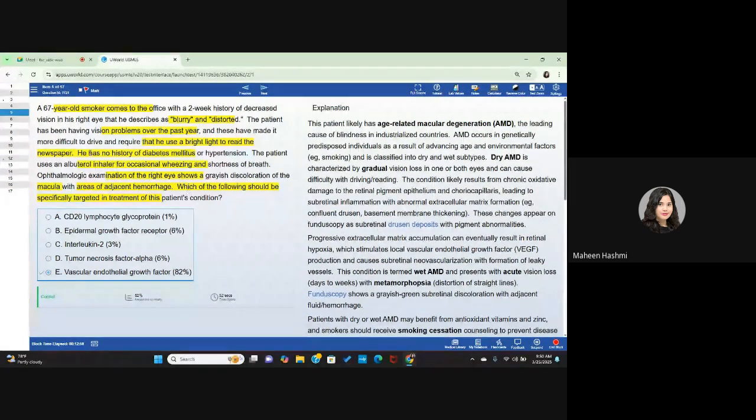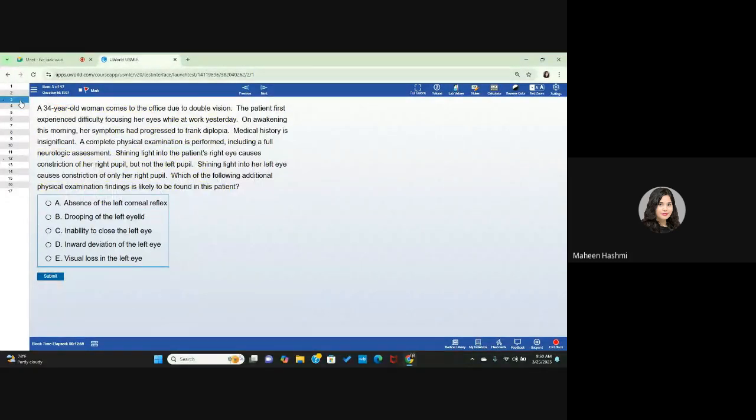Okay, so we discussed this. Then we come to the third question. This is the last question for today. Medical history is insignificant. A complete physical examination is performed, including a full neurological assessment. Shining light into the patient's right eye causes constriction of her right pupil, but not of the left pupil. Shining light into her left eye causes constriction of only her right pupil. Which of the following additional physical examination findings is likely to be found in the patient?